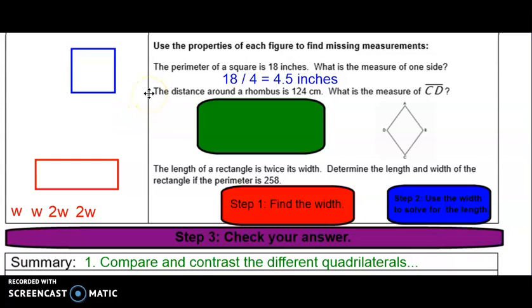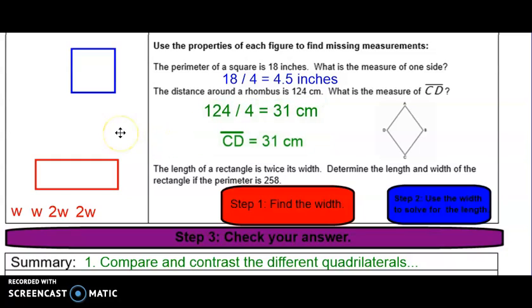Question number 2 says the distance around a rhombus is 124 centimeters. What is the measure of line segment CD? So they're saying the distance around this whole thing is 124. Well, I know that every side of this rhombus is actually the same. So AB is the same as BC, is the same as CD, and so on. So if I want to figure out the measure of CD, all I need to do is take my total distance, 124, and divide it by 4. And when I do that, I get 31 centimeters.